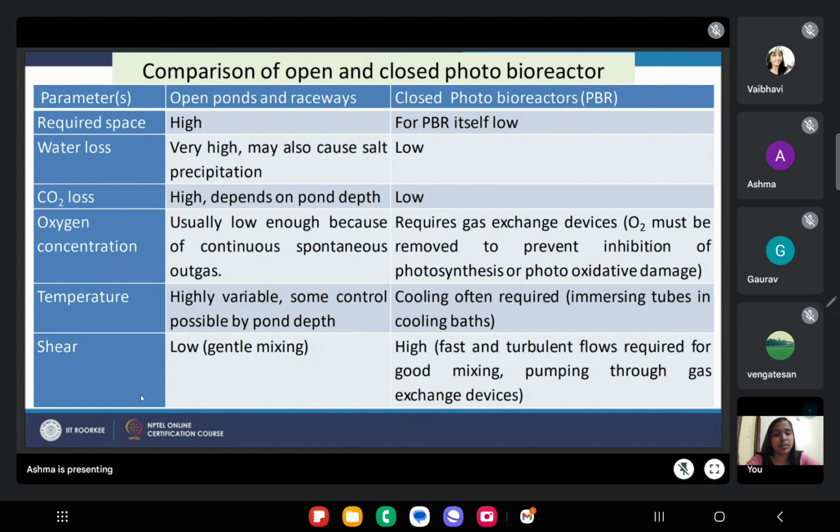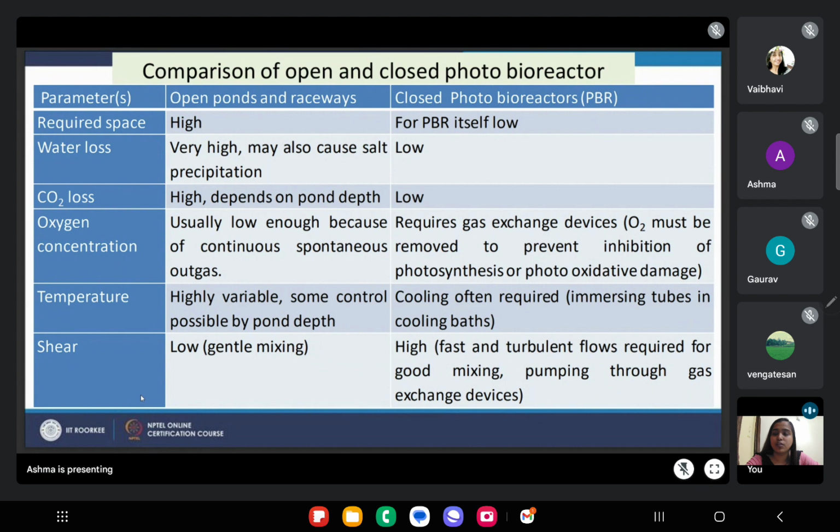We can have very high CO2 loss from the open system because the pond is open to the atmosphere, and as we know, there is exchange of gases between atmosphere and water. Because of that, there may be carbon dioxide loss depending upon the pH in the pond. Next, in a closed photobioreactor, since we have a closed system, CO2 loss will be very low as compared to the open ponds.